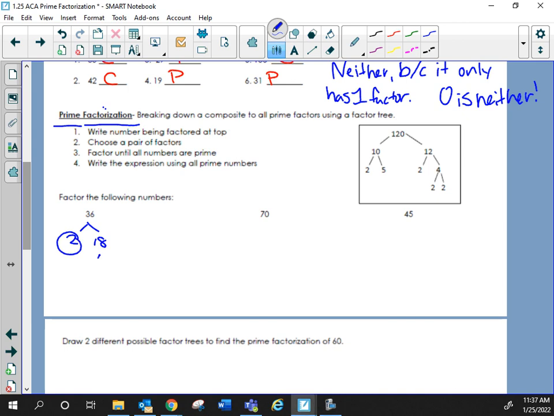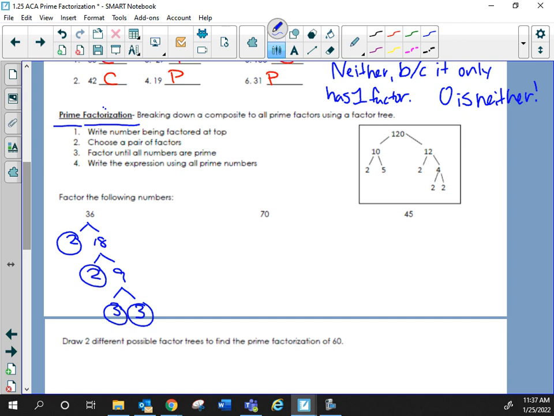2 is prime, but 18 I can break down into what two numbers? 2 and 9, correct. 2 is prime. 9 I can break down into 3 and 3. Is 3 prime? Yes, both of those are prime. So I wrote down the number, I chose a pair of factors, and I factored until all the numbers are prime. Now what I need to do is write the expression using all prime numbers.